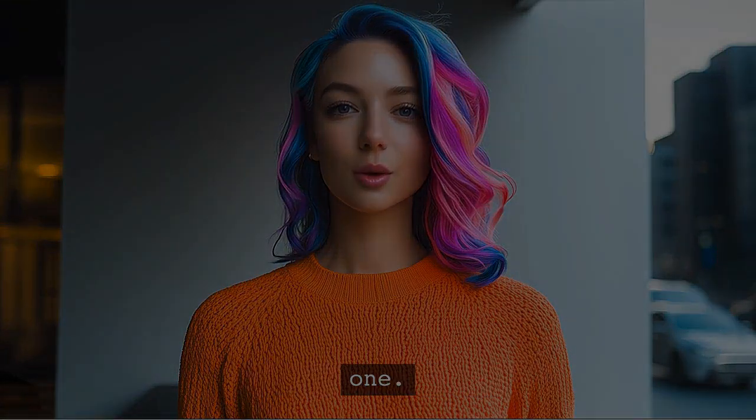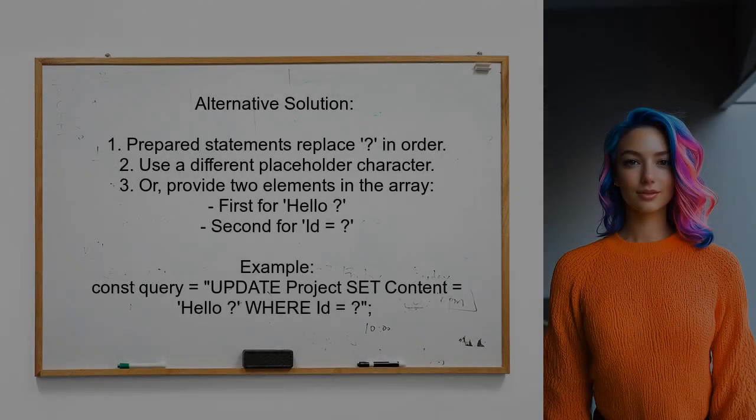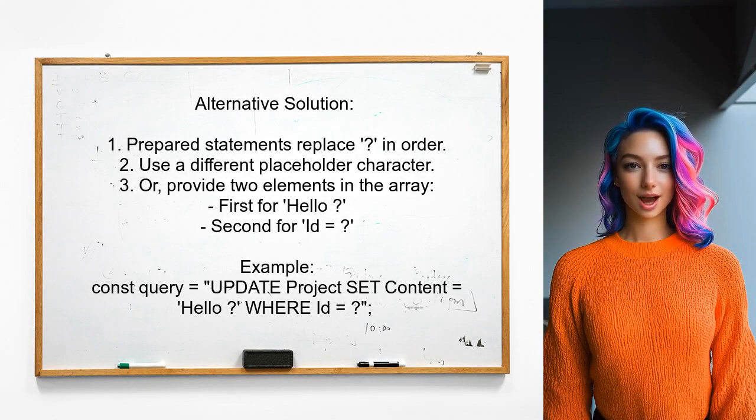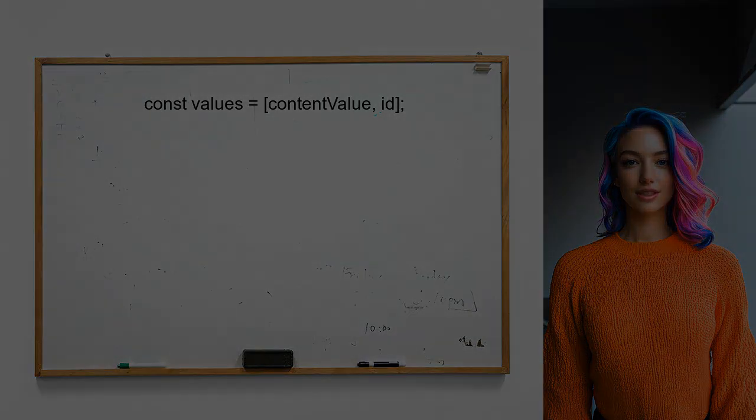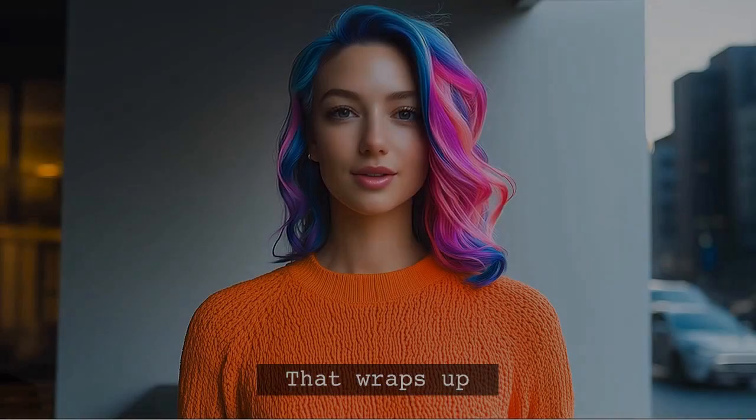Let's take a look at another one. An alternative approach suggests that prepared statements replace each question mark in order with elements from the provided array. To keep a question mark as a placeholder, you can either use a different character or include two elements in the array. The first element would replace the question mark after hello, while the second would replace the one for ID. That wraps up that answer.